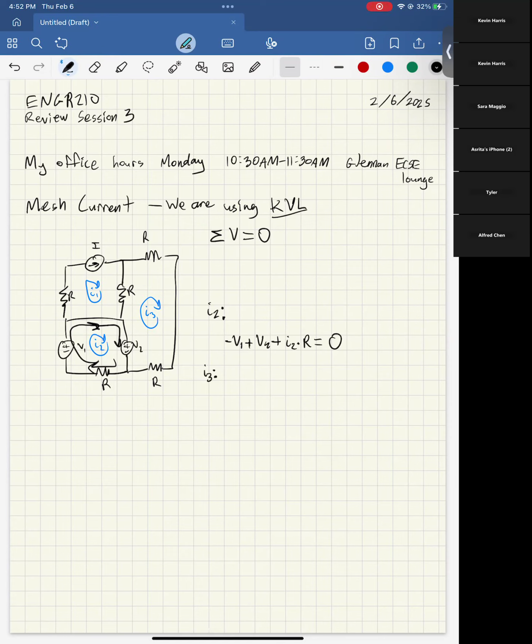So for I3, let's say I start with this resistor on top. It'll be I3 times R, and then the one on the bottom would again be I3 times R. Kind of a bad example here. But then we'd also have to deal with this same V2. However, now, since we've defined the current as going clockwise, on this side, V2 will actually be negative. So it'll be negative V2.